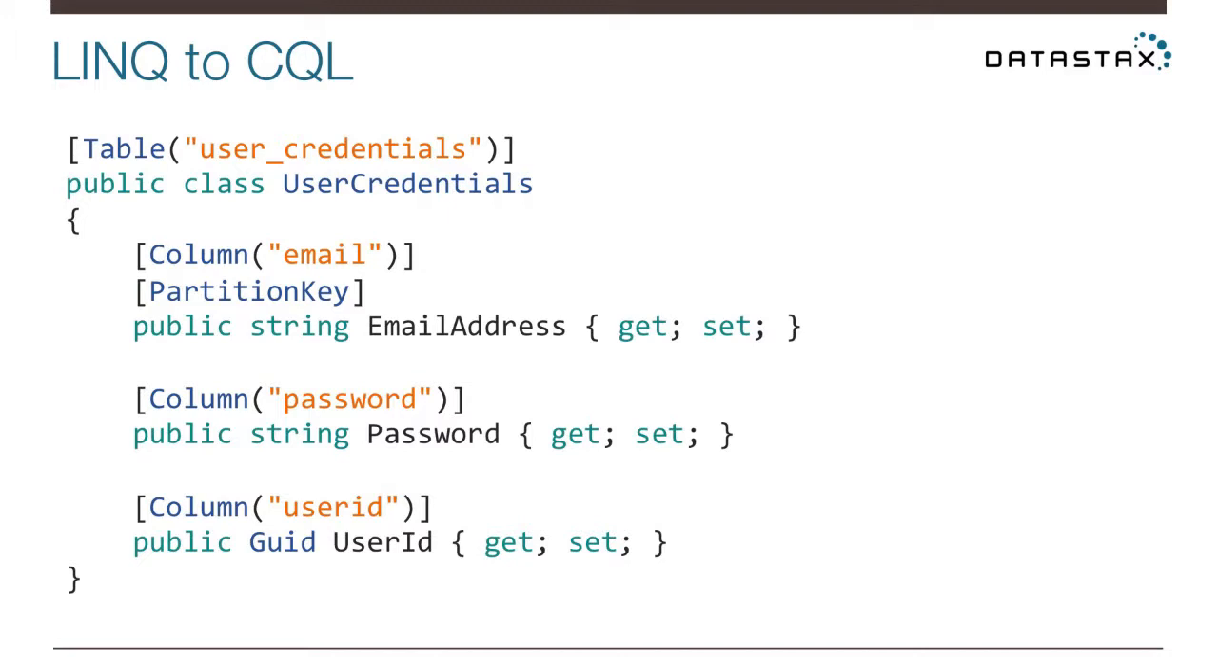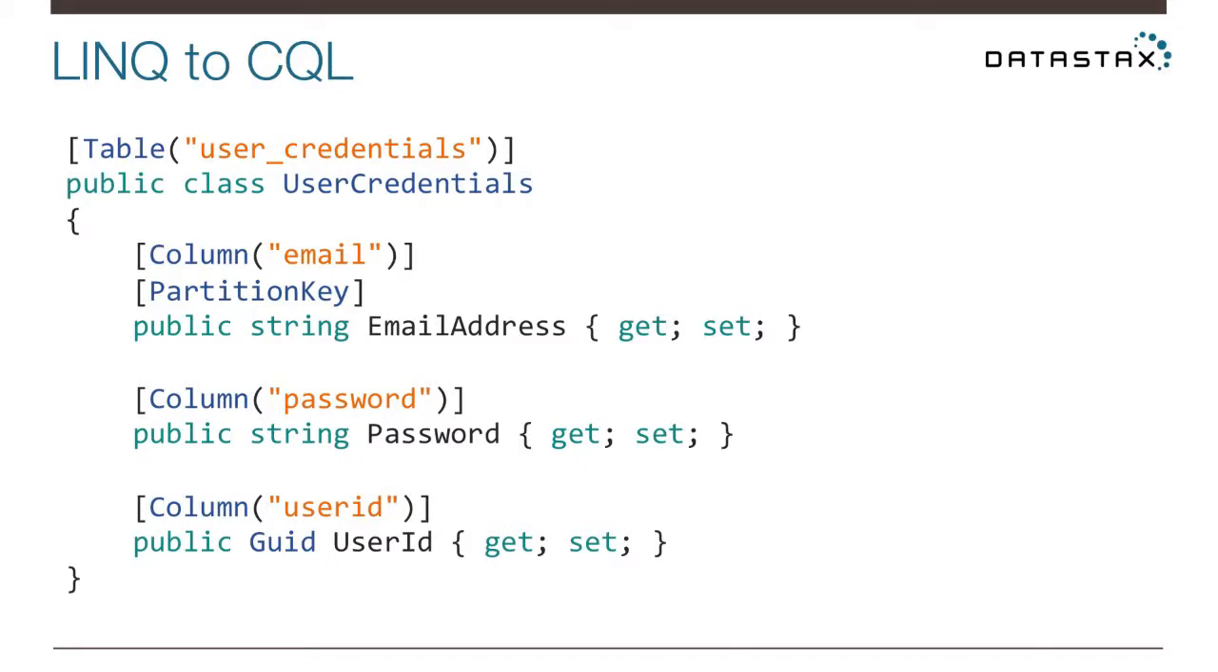So in this case, we've got a user credentials table, and we created a class to represent a row in it. We use the Table attribute on the class so that it knows what table this class maps to. Same thing with Column, so we decorate each of the properties with the Column attribute. And this particular table, the user credentials table, is keyed by email. So that's what the PartitionKey attribute up there is for.